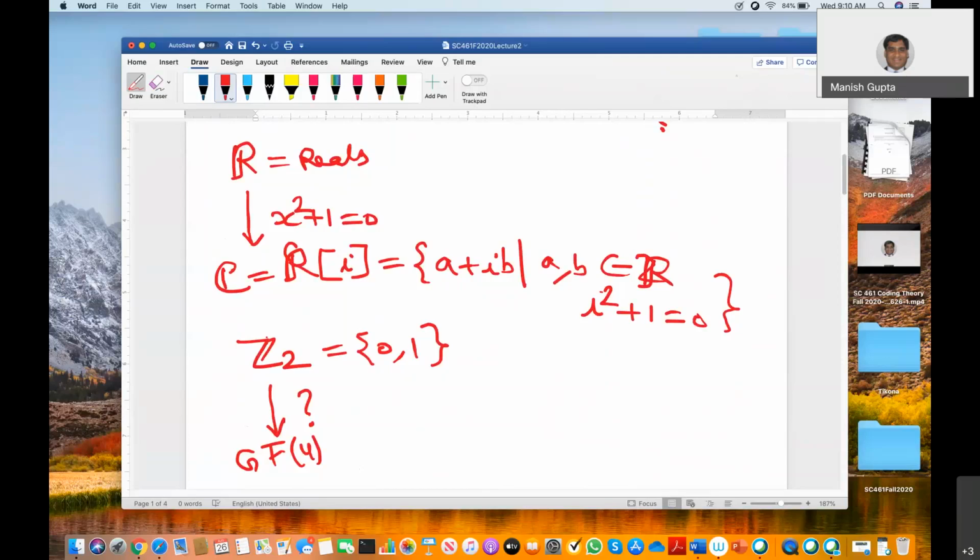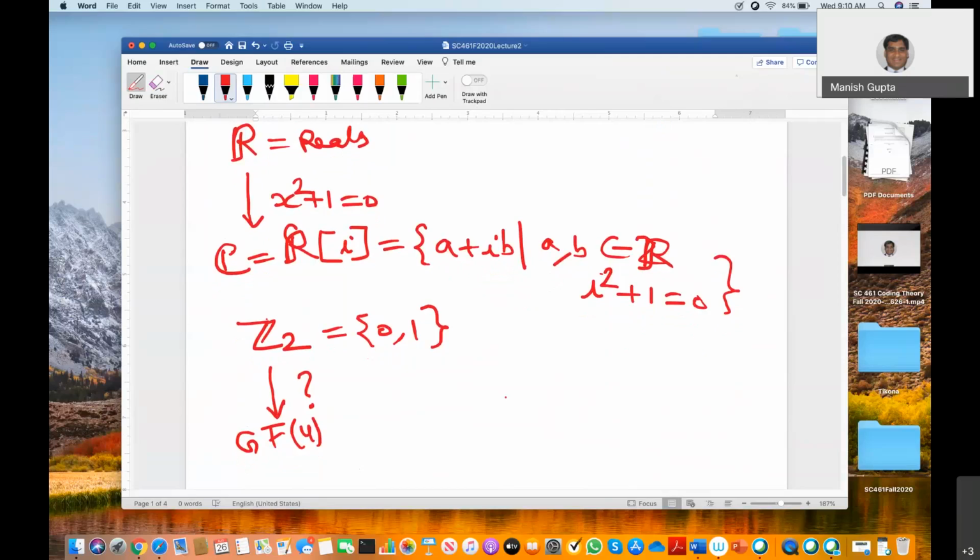So if I call the root I and attach it to R, we get the a plus ib form. That means the field of complex numbers. So we are going to do the same thing here now.